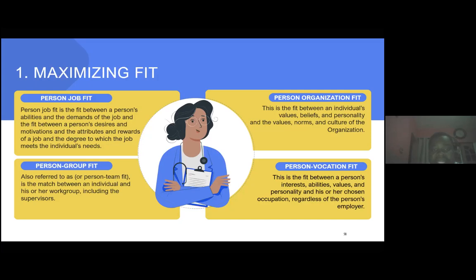is a match between an individual and his work group, including supervisor. So this type of fit is very important when recruiting for a team-oriented work environment. For example, an organization that works in teams is the Jamaica Constabulary Force. So members usually work in pairs or are part of a task force. So with person group fit, the hiring manager will have to see how well the individual fits in the team.